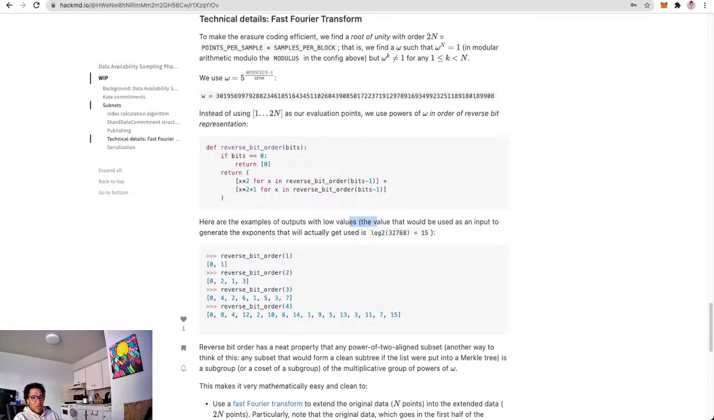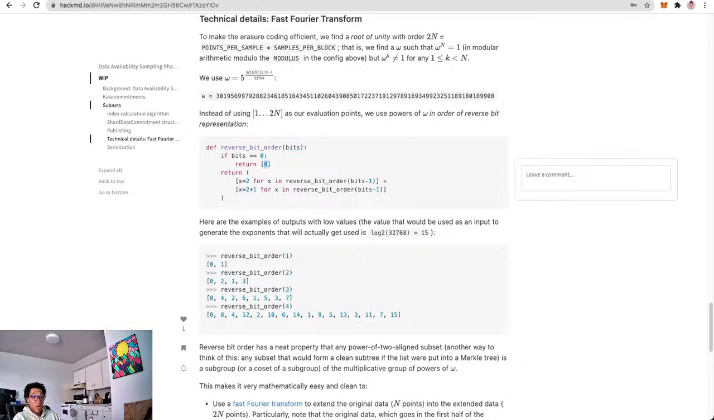Inputs with low values. So the value that would be used as an input to generate the exponents that will actually get used is log 2 of 32,768, which equals 15. Okay, anyways, if you call the function reverse bit order of bits with just 1, you get return 0, right?